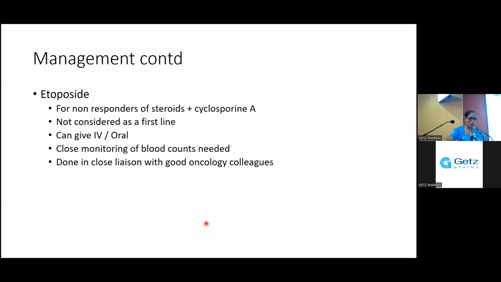That is how I use it. It's not considered as the first line. It can be given IV, either IV or oral. You saw how it was used in Nadun, and close monitoring of blood counts is needed. This is done in close liaison with good oncology colleagues.